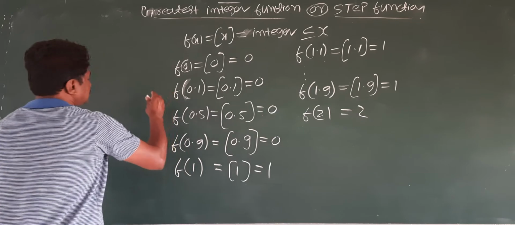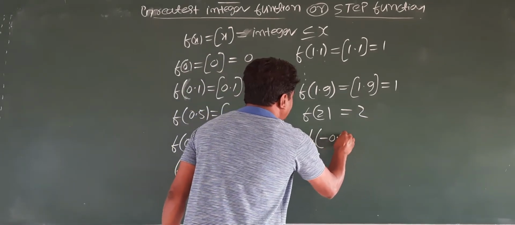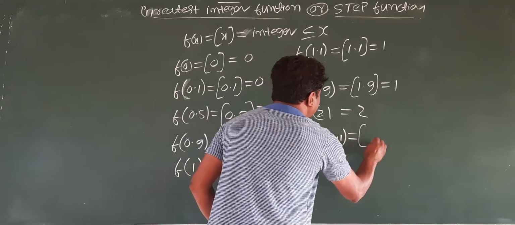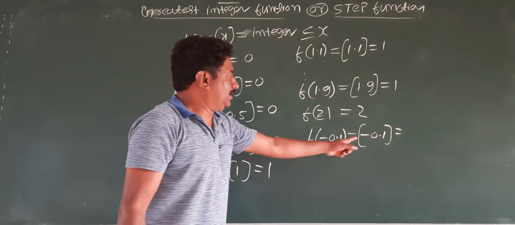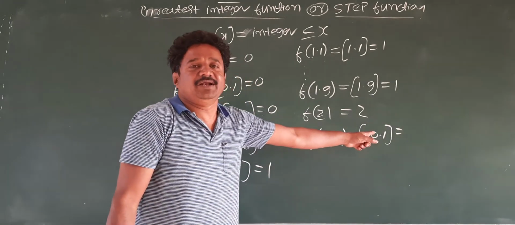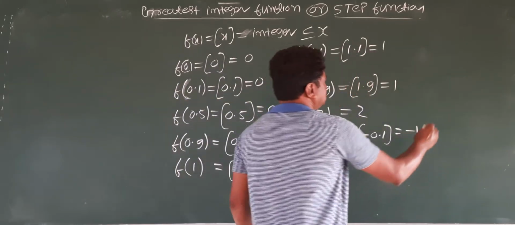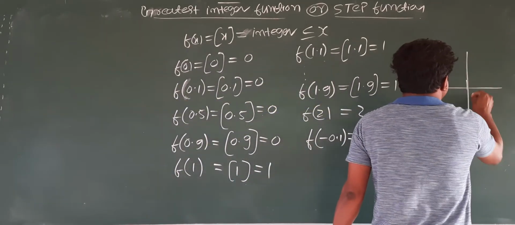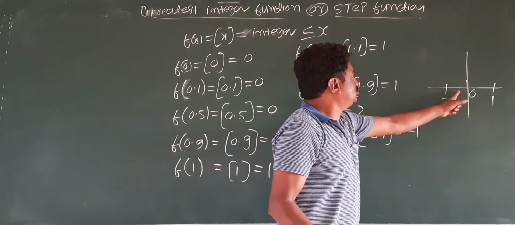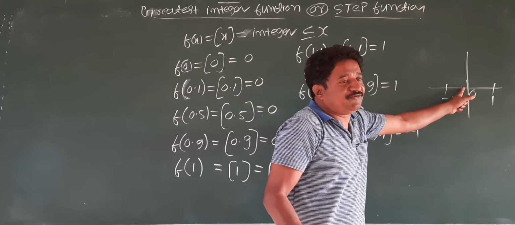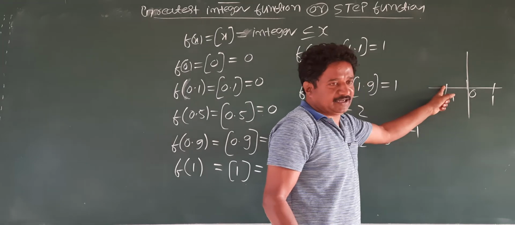So f of minus 1. Write f of minus 0.1. It is a decimal number, minus 0.1. Put x is equal to a decimal number. If it is a decimal number, tell me an integer less than that. Minus 1. Note: on the number line we have 0, minus 1, plus 1. So minus 0.1 comes somewhere here. An integer less than minus 0.1 should be minus 1.